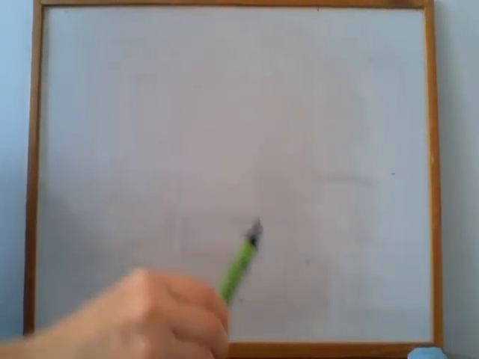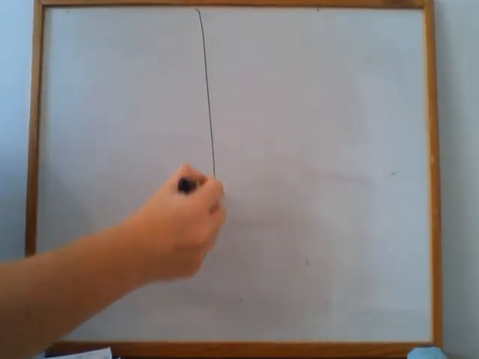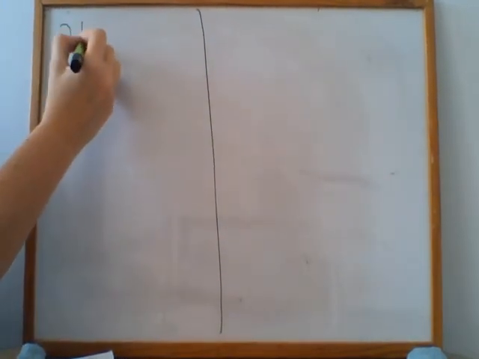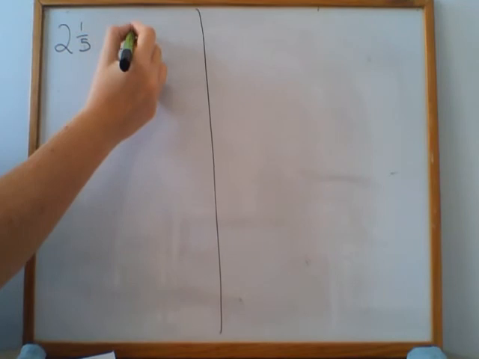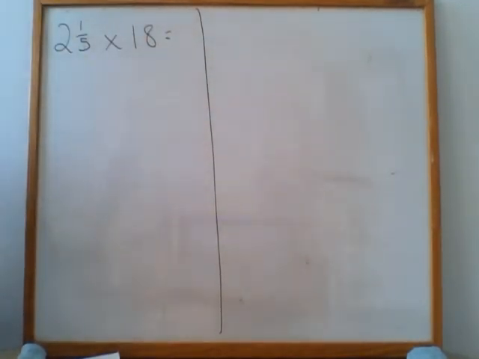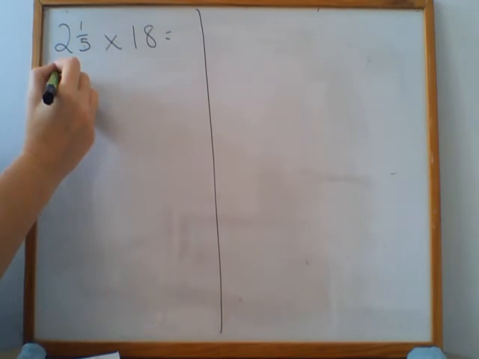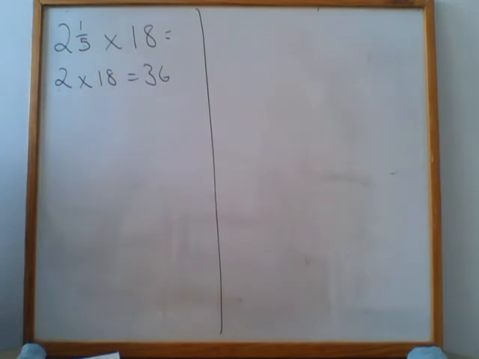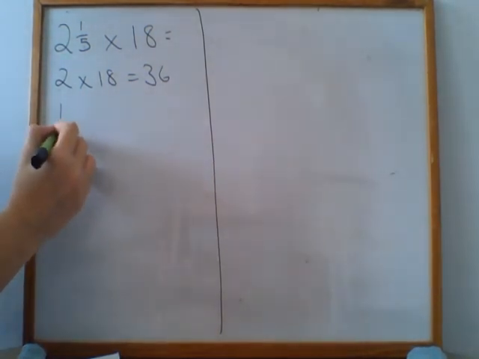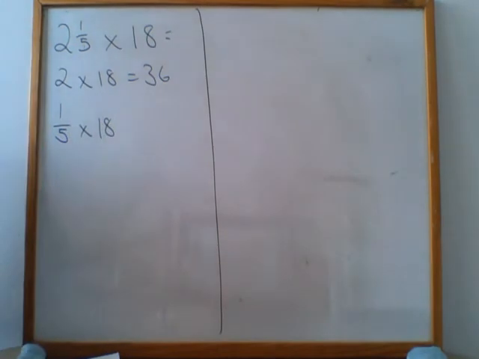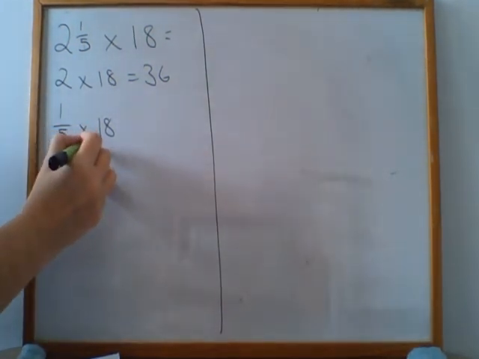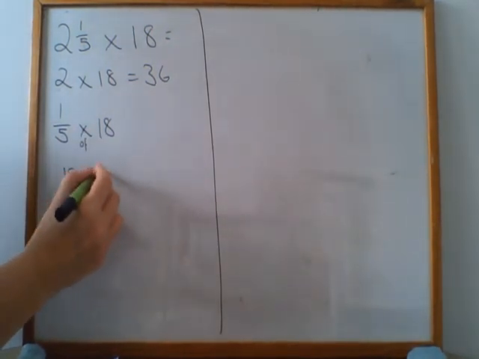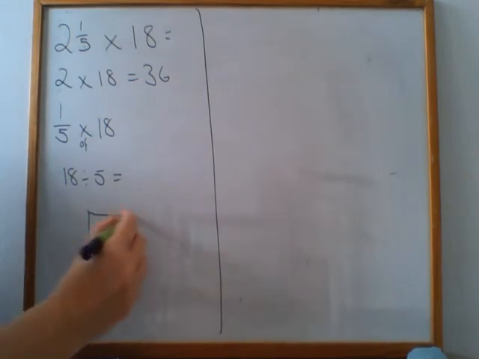Okay, number 11. Number 11, there was two ways to do number 11. Let's have a look at that. So we've got the question 2 1/5 multiplied by 18. Okay, so the first way you might want to do that is partition. So you can do 2 times 18 is 36. And then you can do 1/5 times 18. And you can do that by saying 1/5 of 18. 1/5 of 18. And to do 1/5 of 18, you do 18 divided by 5. So you can do your division now.